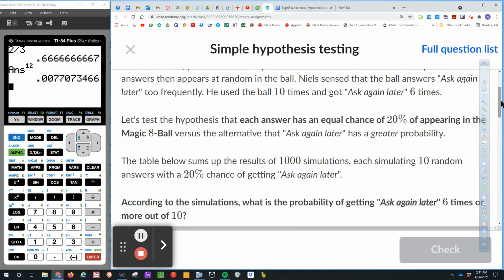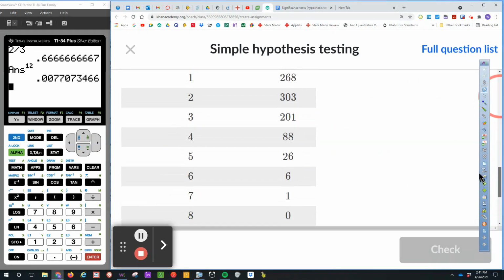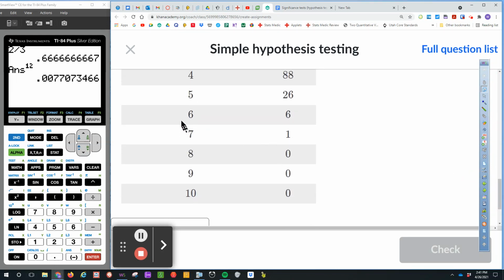So that means we want to calculate looking at 6 times or more. So 6 times is 6, right? 6 times or more is 6. 7 times is 1. 8 times is 0. 9 times is 0. 10 times is 0. So if you add 6 and 1, we wanted to know the probability of 6 times or more out of 10 that it will reply "ask again later."